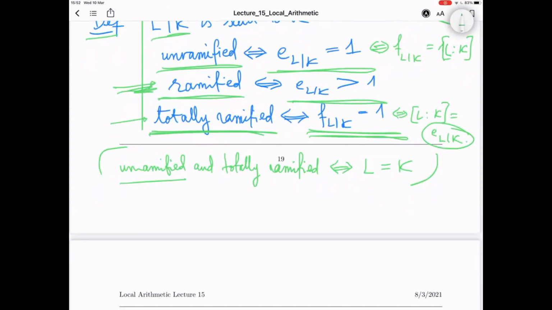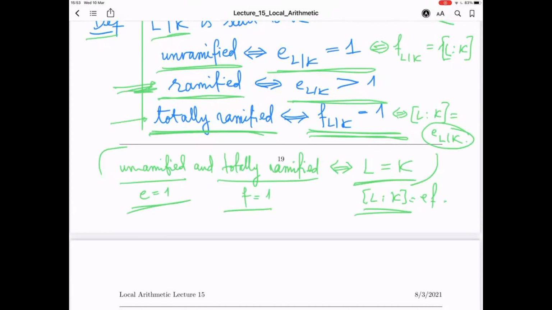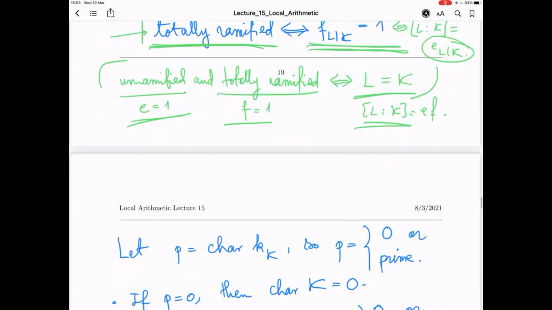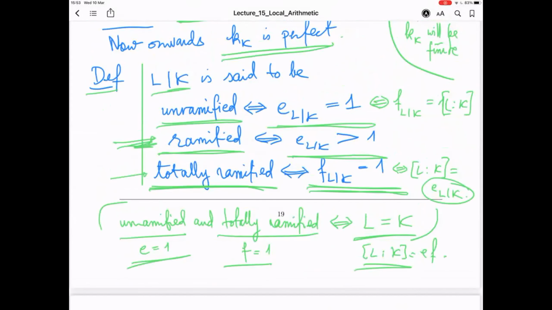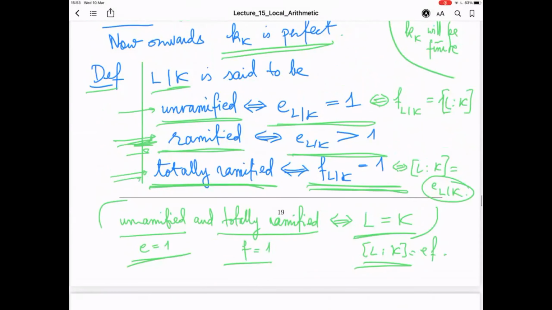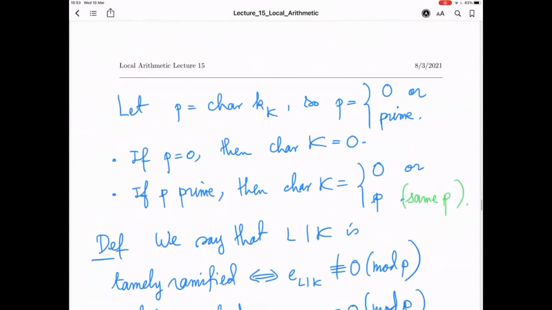But what is clear is that if an extension is unramified and totally ramified, then of course it's equal to K, because unramified means that E is equal to 1, totally ramified means that F is equal to 1, and the degree of L over K is of course equal to E times F, and therefore if E and F are equal to 1, this degree is equal to 1, and therefore L is equal to K. Fine. So this terminology is very important: unramified, ramified, totally ramified.